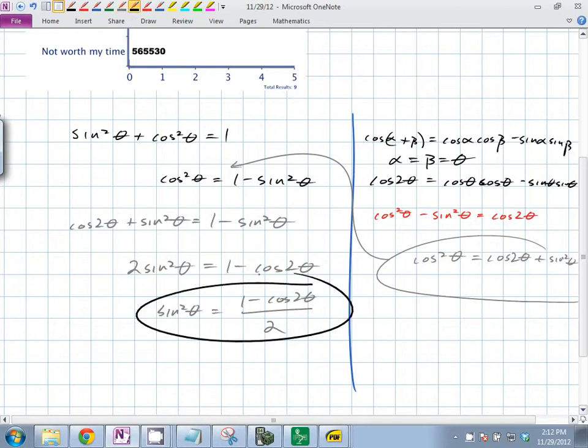Can you briefly explain what you do to prove the other one? You can substitute right from there. You just do a different substitution. On this one, we substituted for cosine squared. You can make a similar substitution for sine squared, and you end up with the other identity.